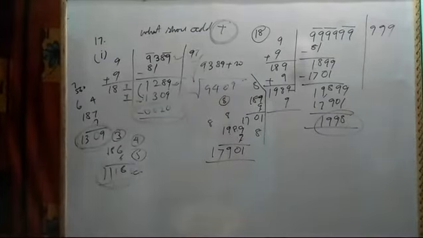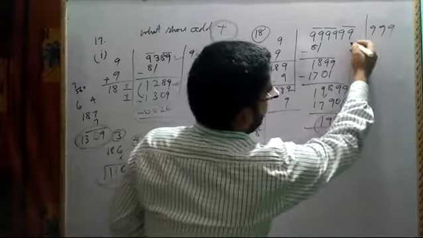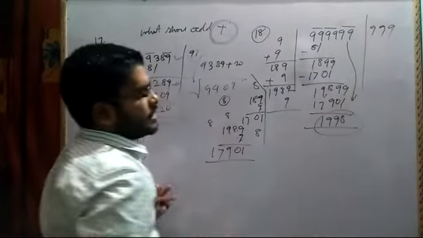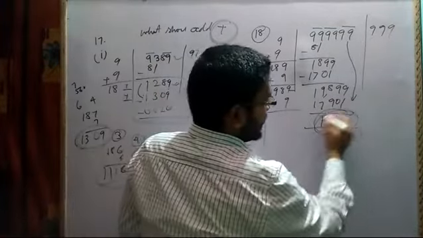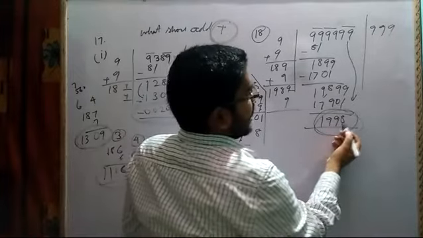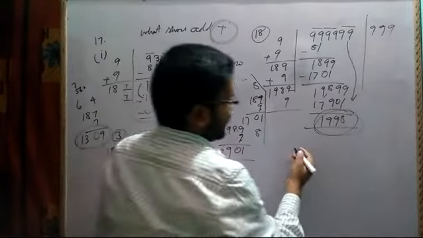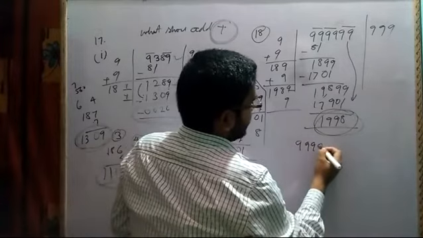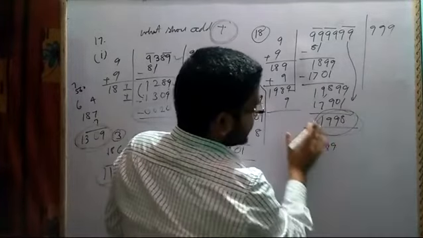Now as you can see, the number is exhausted. There is no more number. Here we don't have any other number. We are left with 1998. And so for our answer, we have to subtract from 999999. This is the extra number.